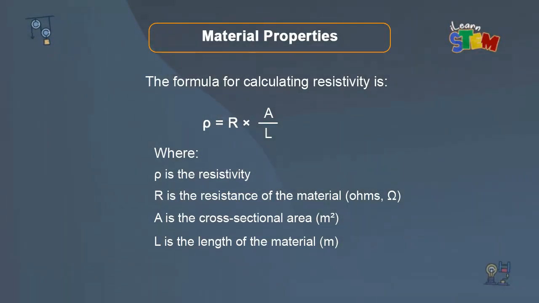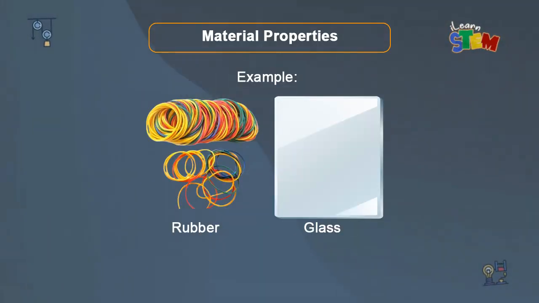If a material has high resistivity, it means that electricity has a harder time flowing through it. Materials like rubber and glass are good examples of this.